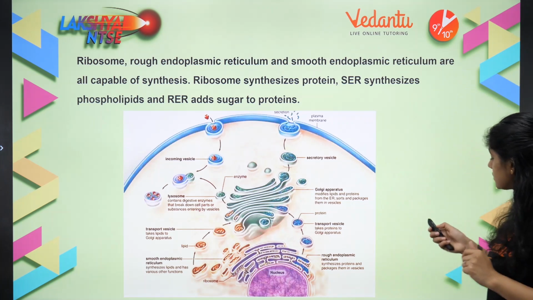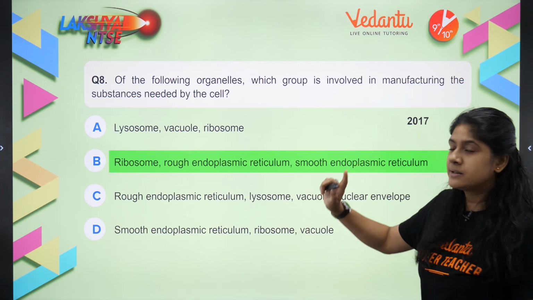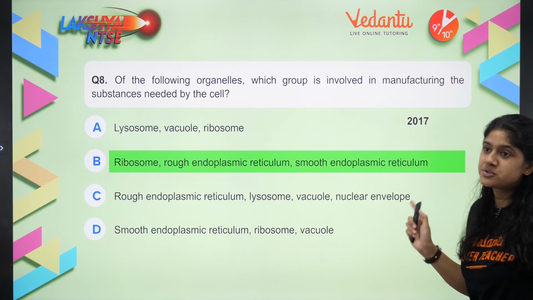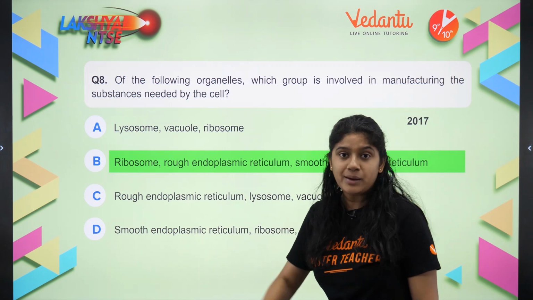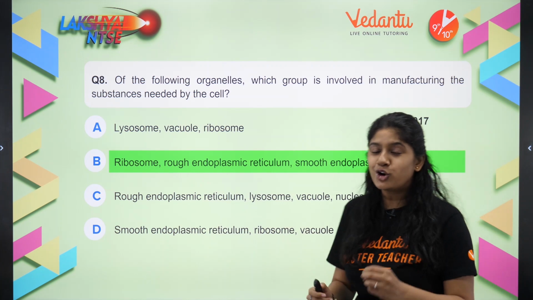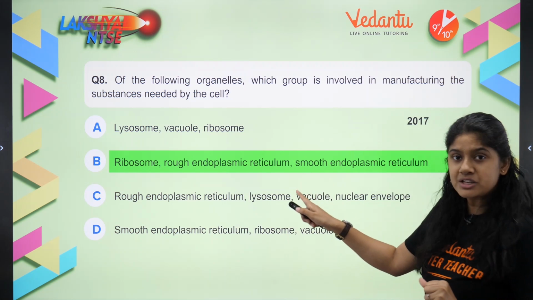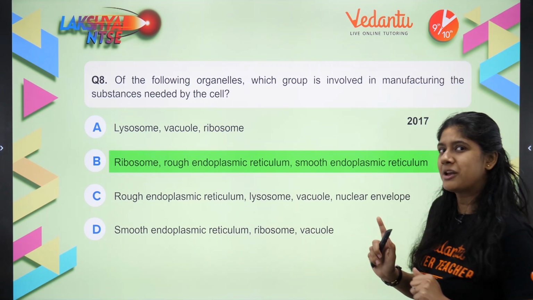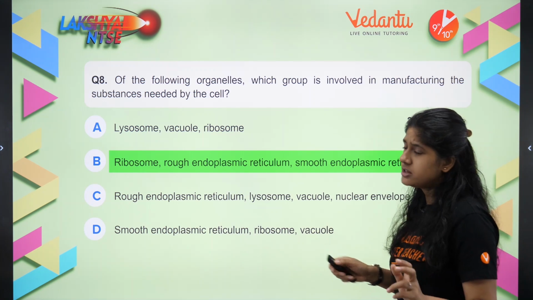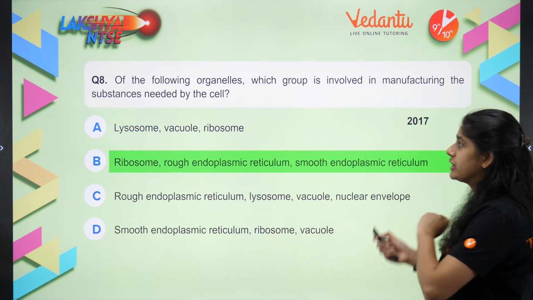So the right answer to this question will be option number B, which is ribosomes, rough endoplasmic reticulum, and smooth endoplasmic reticulum. Clear? So we need ribosomes, which are very important, because without them we cannot perform protein synthesis, right? And the rough endoplasmic reticulum is there and the smooth endoplasmic reticulum. I think by mistake I said the nuclear envelope. It's not. The B option is the right option, everyone. Moving on to the next question, everyone.